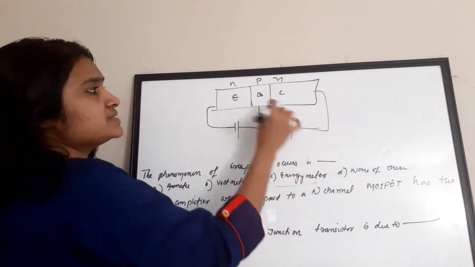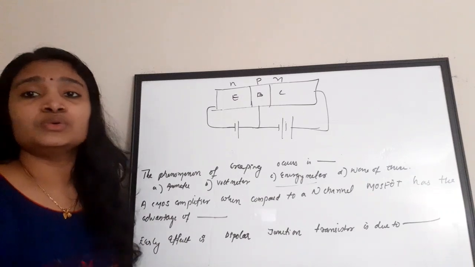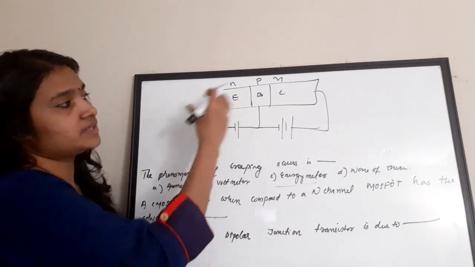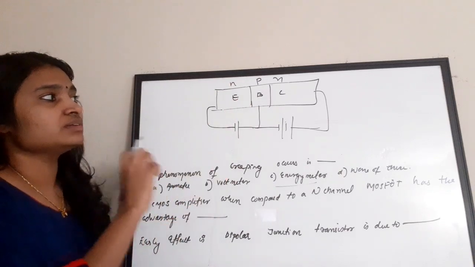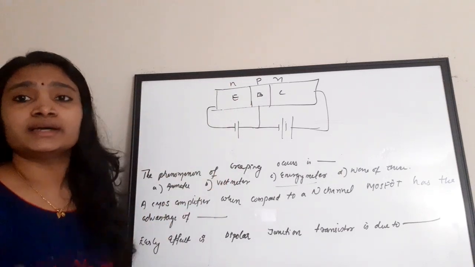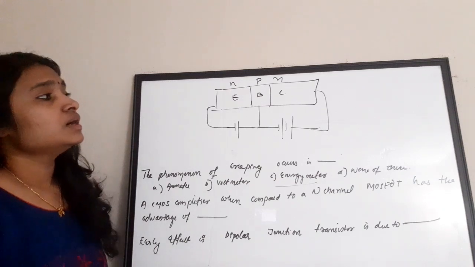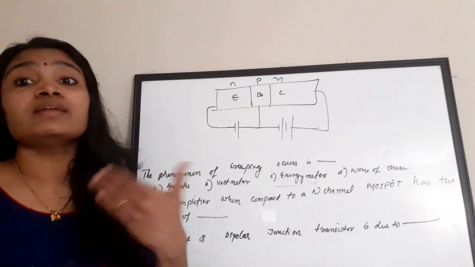So this collector base junction will get pinched off early, the depletion layer will grow and it will get pinched off early, and this effect is called early effect. It happens in BJT and also in CMOS or MOSFETs. So in MOSFET we know that it is due to the drain voltage.